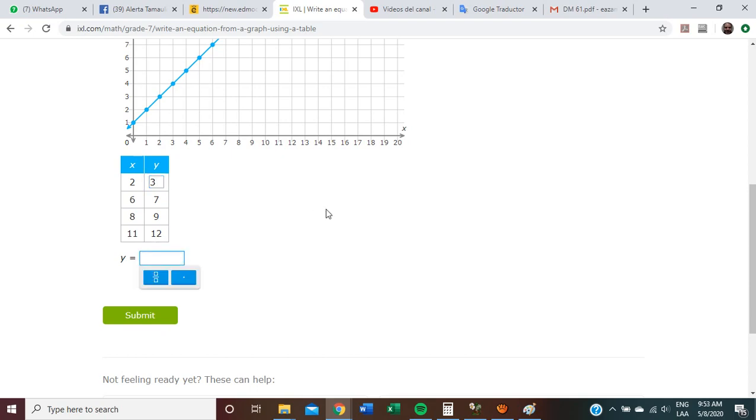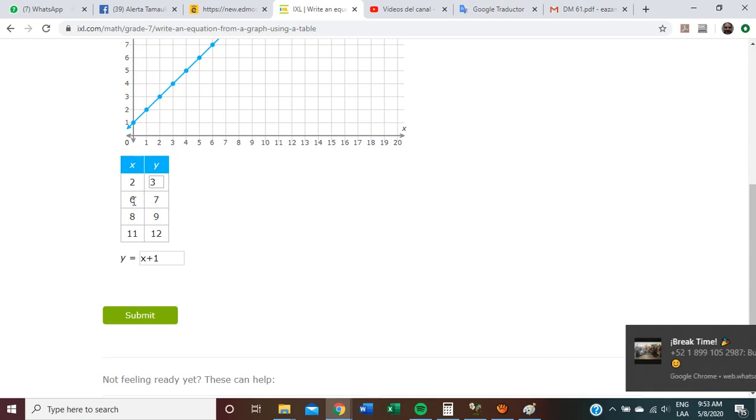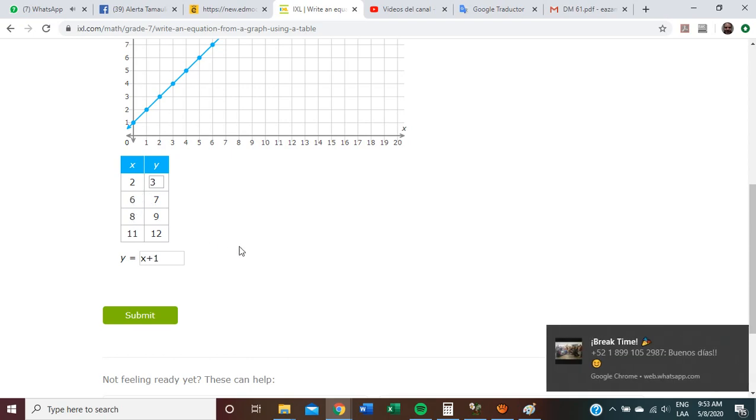So remember, when we write our equation, we need to write the variable, not the value of the variable, plus the difference. So y is always going to be x plus 1, because 2 plus 1 equals 3, 6 plus 1 equals 7, and so on. All right, let's submit it.